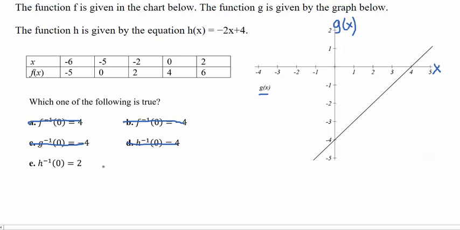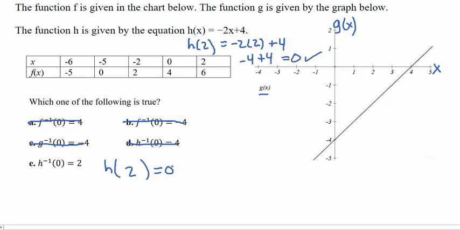So one way to verify this is to swap roles of the input and the output. If h inverse of 0 is 2, that means h of 2 must be 0, and you simply could substitute x with 2 and see what happens. If I do that, I get negative 2 times 2 would be negative 4, and if you take negative 4 and add 4, you do indeed get 0. So this is a true statement, so the choice is E.